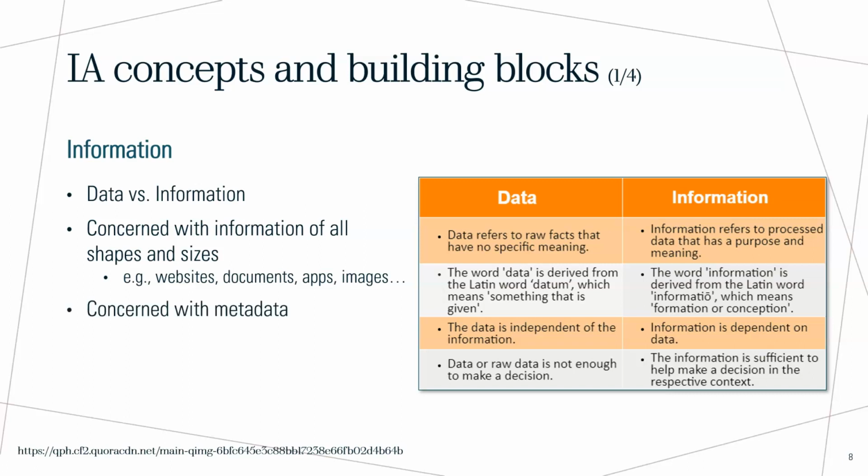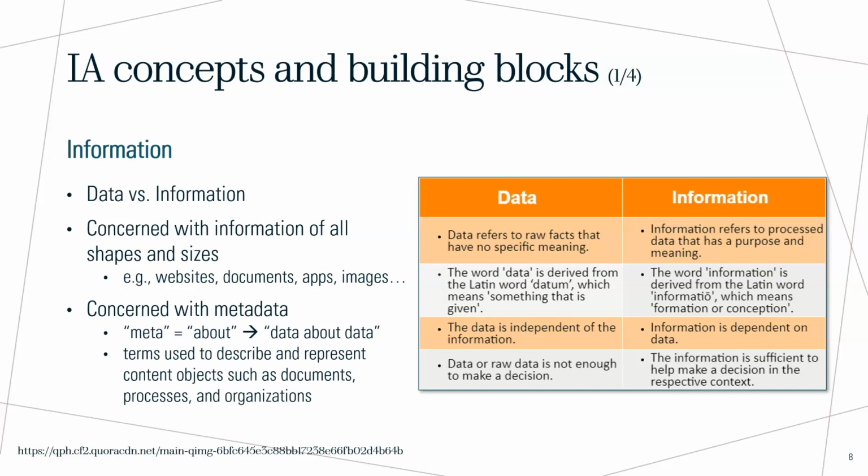Information architecture is also interested in metadata. Now the word meta means about, so metadata is data about data. Those are terms used to describe and represent content objects. For example, documents, processes, organizations. Let's say an image. You're all familiar with this. The metadata on an image. You take a picture with your phone. It is not just its file name, but on the back end somewhere it says what time you took it. There may be a GPS location associated with it, and probably a phone ID associated with it. All of this stuff. So this metadata, this is also something that information architects work with.